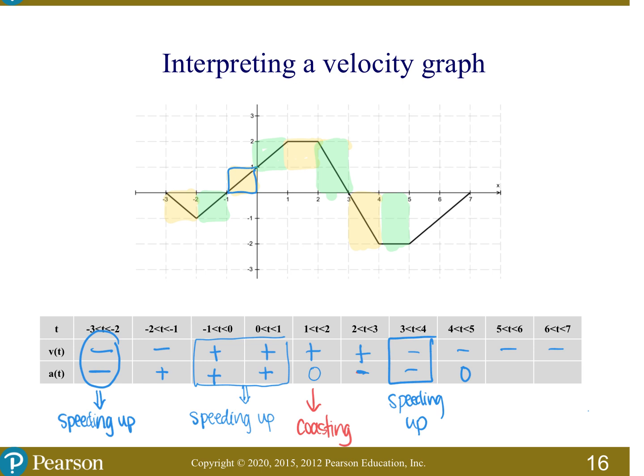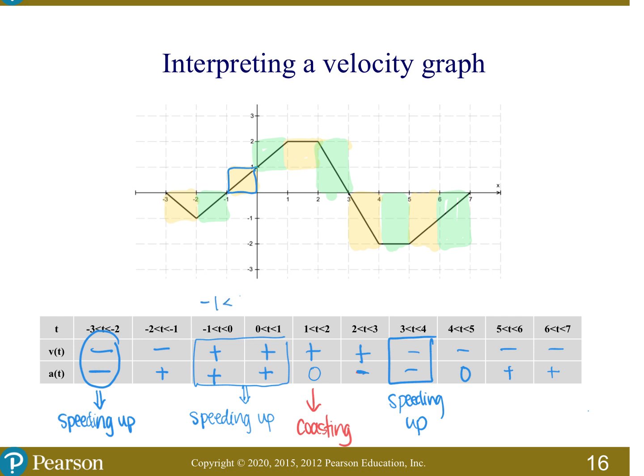And then we have a steady time where I have negative velocity below the x-axis, but a positive slope. And that happens twice back to back. And so I'll have a plus and a plus, which means I'm slowing down. So there are 3 different time intervals, and you can answer.